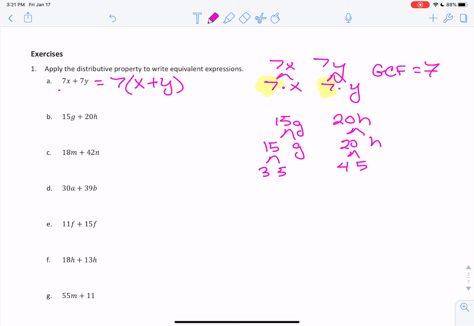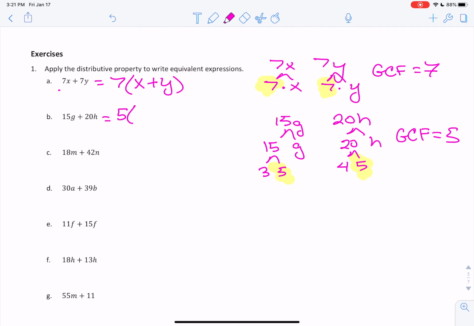20, you could do 2 and 10, but I know that 3 and 5 are not 2 or 10, right? But if I do 4 and 5, look at this. They both have 5 in common. So that's going to be my greatest common factor. So greatest common factor equals 5. So in this case, 5 will be on the outside of the parentheses, and the leftovers will be inside.